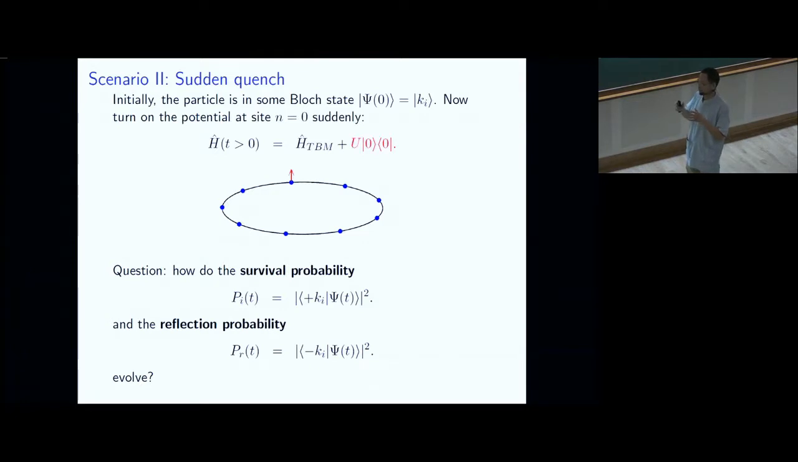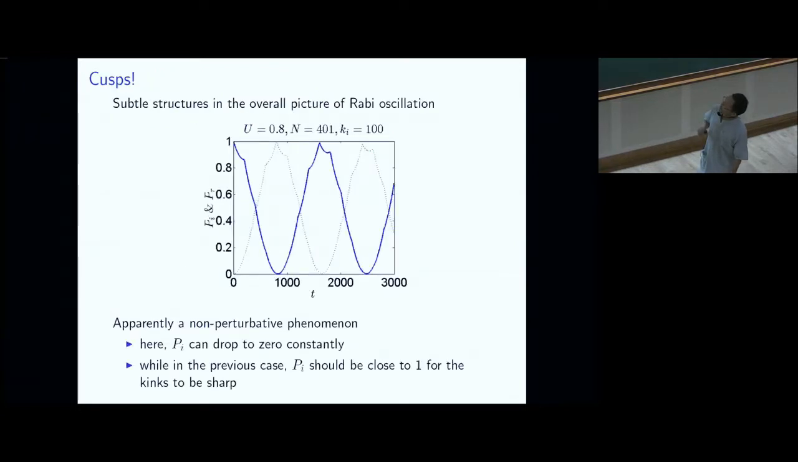So the particle will oscillate between two groups of Bloch states harmonically. Numerically, this problem is even simpler than the former scenario, because now the Hamiltonian is time independent. So you just need to diagonalize your Hamiltonian once, and then the time evolution is trivial. So here we have the numerical results. This is time. This is the probability, the survival probability, and the reflection probability. These are the parameters. This is the size of the lattice. This is your initial Bloch state. This is the amplitude. This is your defect potential.